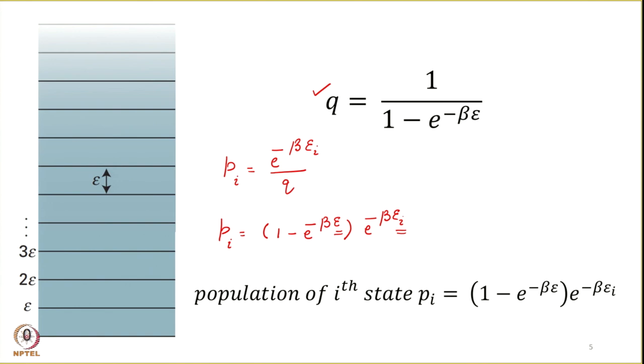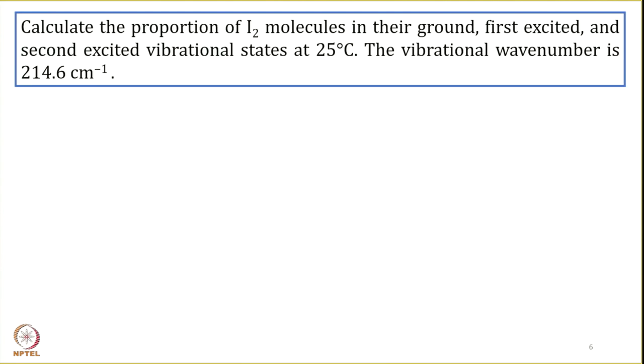Remember that these expressions that we are deriving, for example, this expression that we have derived, is for a uniform ladder of energy levels. These expressions are going to be different depending upon the system under consideration. Let us talk about calculation of the proportion of iodine molecules in their ground, first excited and second excited vibrational states at 25 degrees centigrade. The vibrational wave number is given to us. Proportion means we want to calculate the fractional population of these molecules.